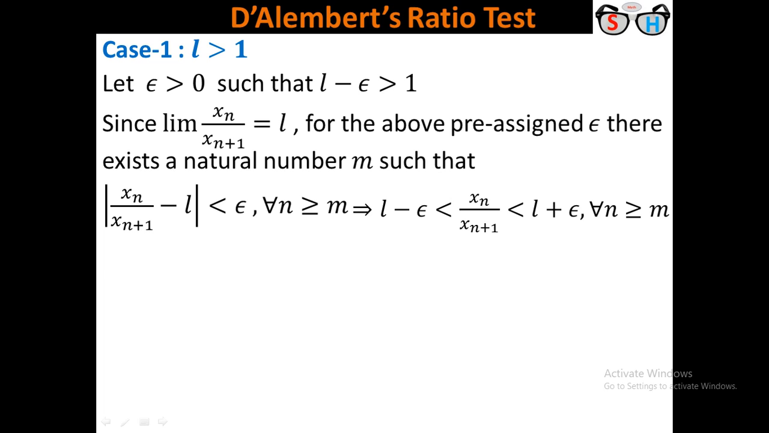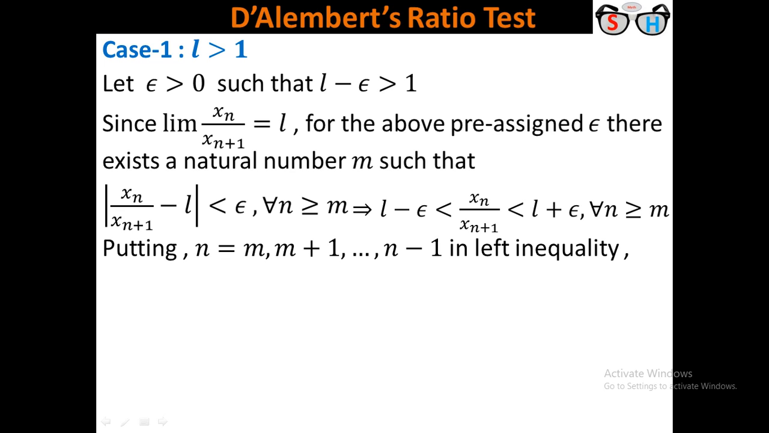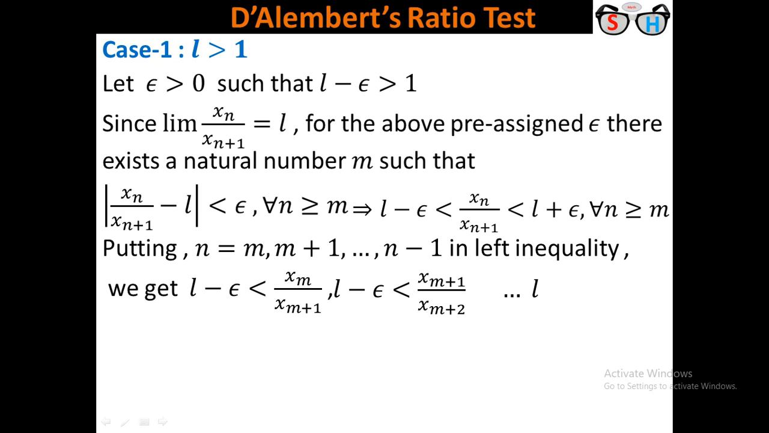Now we consider the left inequality, and this relation holds for n greater than or equal to m. Putting n equal to m, m+1, and so on up to n minus 1 in the left inequality. If you put n equal to m, then you get L minus epsilon less than xm upon xm+1. If you put n equal to m+1, then you get that less than xm+1 upon xm+2, and so on. As a result, finally xn minus 1 by xn.